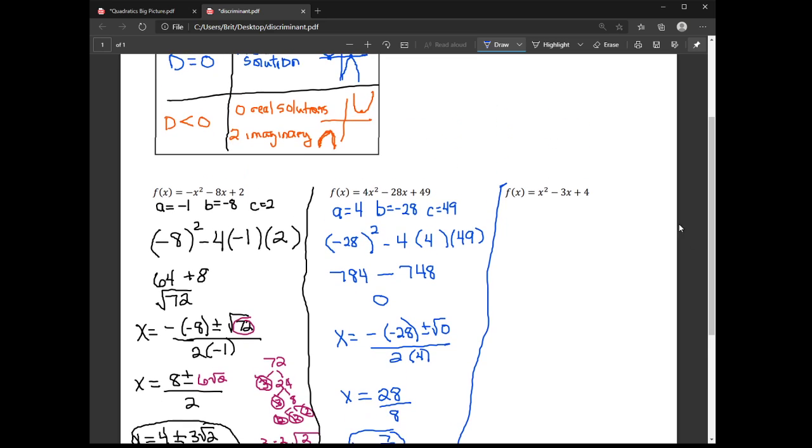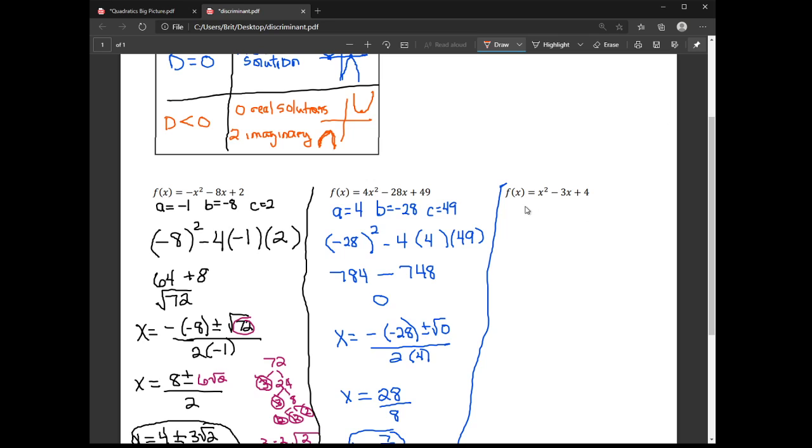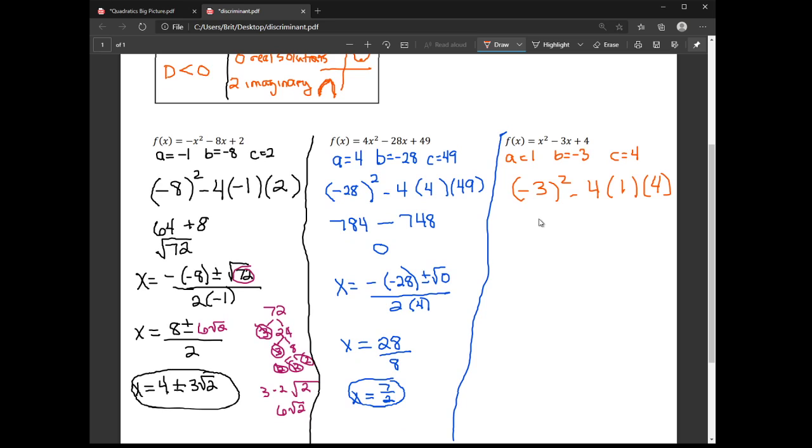Now this last one is an example when your discriminant is less than 0. So when your discriminant's a negative value. Alright, so we identify a, b, and c. So we have a is 1, b is negative 3, and c is 4. So b squared minus 4ac. Okay, I plug in my negative 3, 1, and 4. Negative 3 squared is 9, minus 4 times 1 is 4, times 4 is 16. That gives me a negative 7.